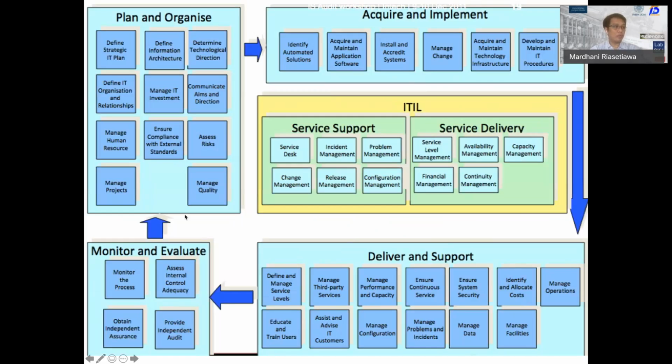And also we have monitor and evaluate. This is to monitor the process, assess internal control, obtain independent assurance, and provide independent audit. In other words, if we want a good IT management process, we need all of these components: plan and organize with its several standards or processes, acquire and implement, deliver and support, and monitor and evaluate.